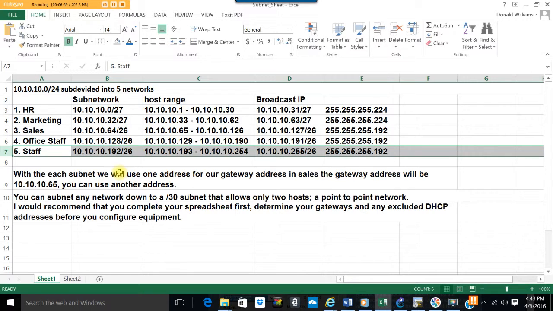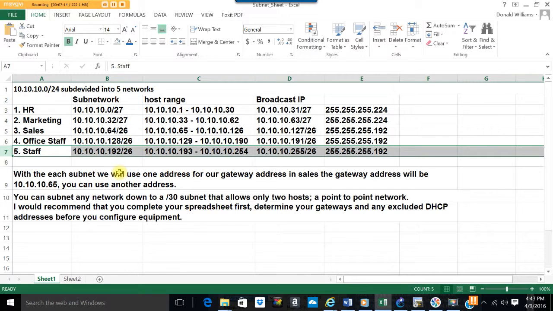You can subnet any network IP address down to a /30 subnet. A /30 subnet allows only 2 hosts on that particular network. In the industry, we call that a point-to-point network because there's only 2 hosts on there. So if they're connected to each other, they can only talk to each other. That's why it's called point-to-point. That is mainly used for peering and connecting to other phone companies, to your telco company, or maybe to a branch office that you may have with your company.